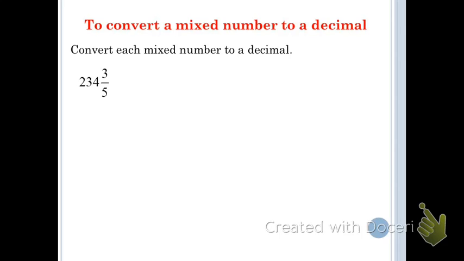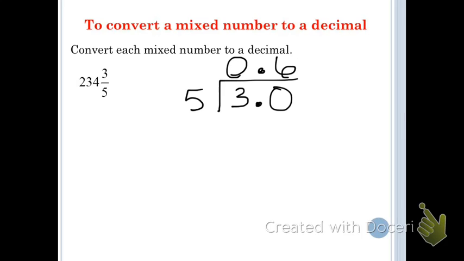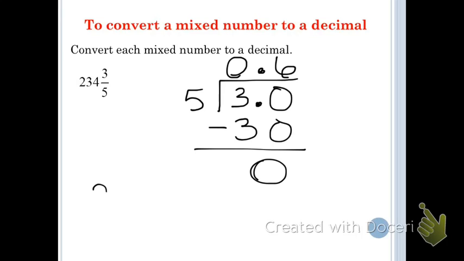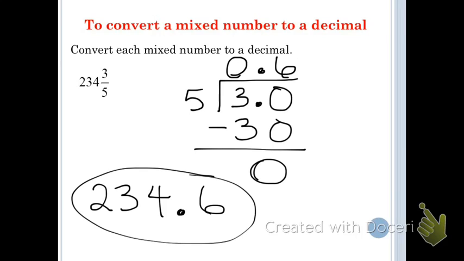234 3/5. The whole part of my decimal number will be 234. 3 divided by 5. 5 goes into 3 0 times. Add your decimal. Add a 0. 5 goes into 30 6 times. 6 times 5 is 30. We have a remainder of 0, a terminating decimal. So our answer will be 234.6.